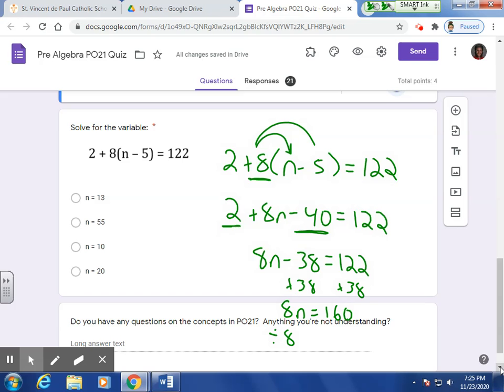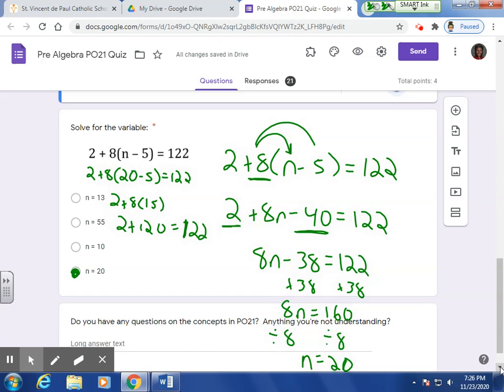Divide both sides by 8 to get n by itself. And that's where we get, good thing I'm done because I'm out of room here. Whoops, didn't like that. There it is. n equals 20, which is option number 4. Okay, plug that back in. 20 minus 5 is 15. So we have 2 plus 8 times 15, which is 2 plus 120, which does equal 122, not 722, 122. And so we know that we're right.